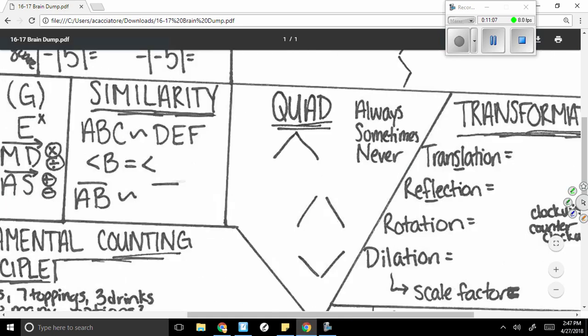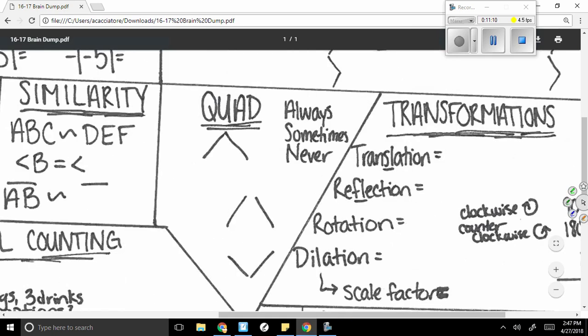Moving right along to similarity. We have ABCD is similar to DEF. Remember, the way that they write these is incredibly important. So since B is in the middle, it goes with E because angle E was in the middle. Also, AB, well, I'm looking at the first two letters here.